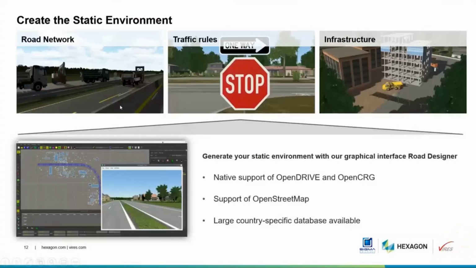This is how you could create the road network, and you can add all the traffic rules and infrastructure. Once you create a road network in OpenDRIVE, you could preview how it will look in the simulation. We support OpenStreetMap. Even now, with the latest tool, we support point cloud data in Hexagon format, OpenDRIVE, and OpenCRG. And we have a huge set of country-specific databases.